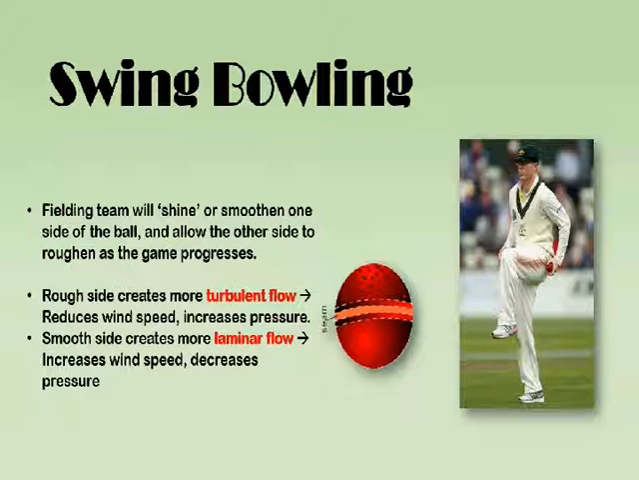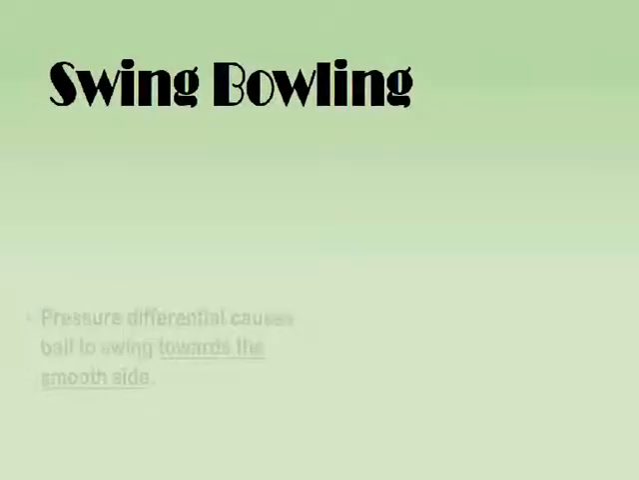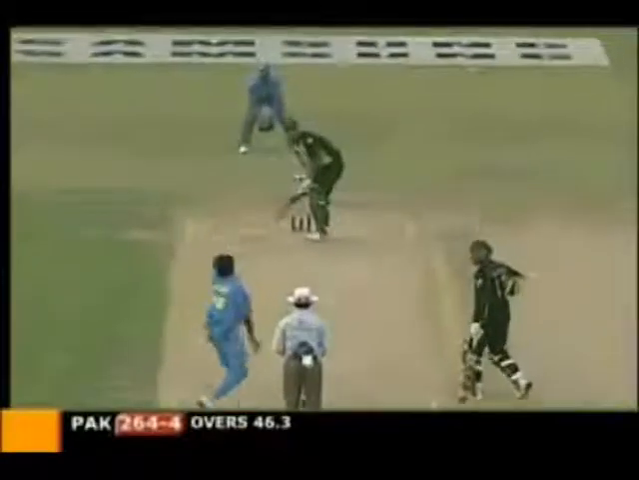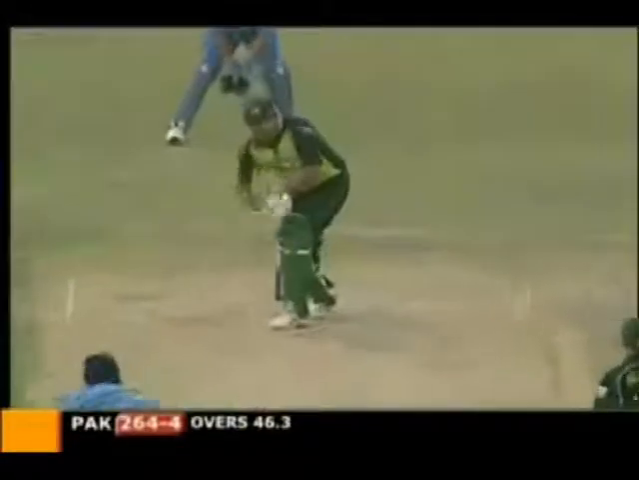When travelling through the air, the smooth side causes more laminar flow of the air, which increases the airspeed relative to the ball and decreases the pressure on that side. The rough side causes turbulent flow, leading to a reduced airspeed and increased pressure on that side. The greater pressure on the rough side forces the ball in the direction of the smooth side. When this method of bowling is used effectively, it can have extremely successful results.